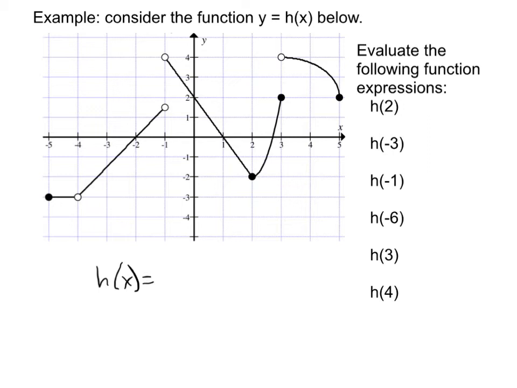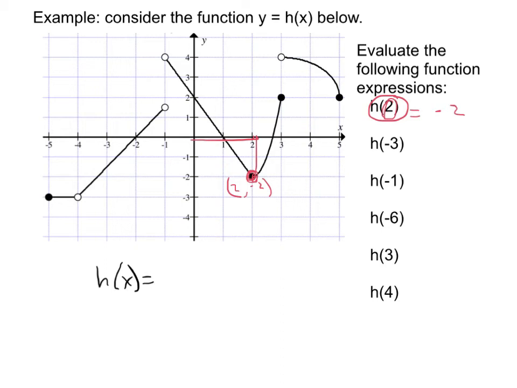Right? What I'm going to ask you to do now is to evaluate the function for these 6 values over here. So I'll do the first one for you. What is h of 2? In other words, when you plug in 2, what do you get back? Well, when I plug in 2, I get back a value of negative 2. Like, the point here is 2 comma negative 2. That means h of 2 is negative 2.